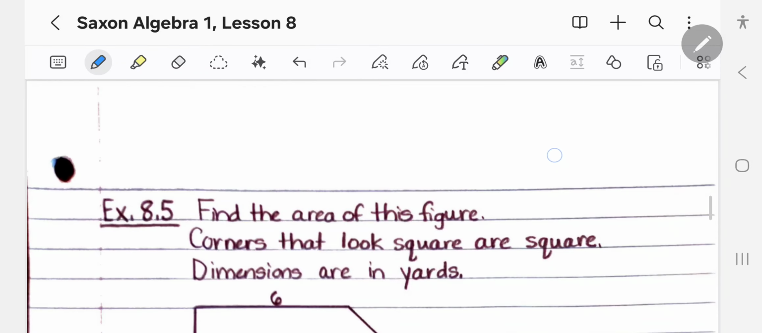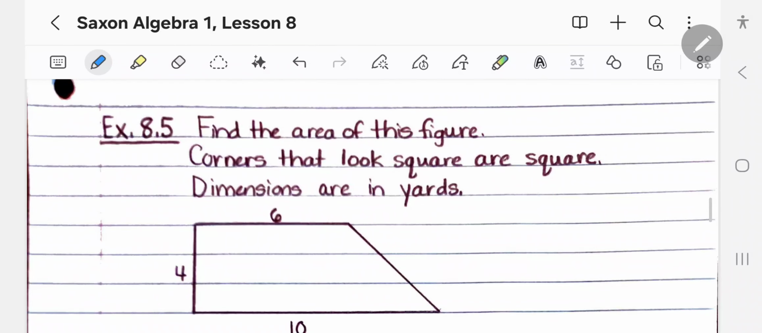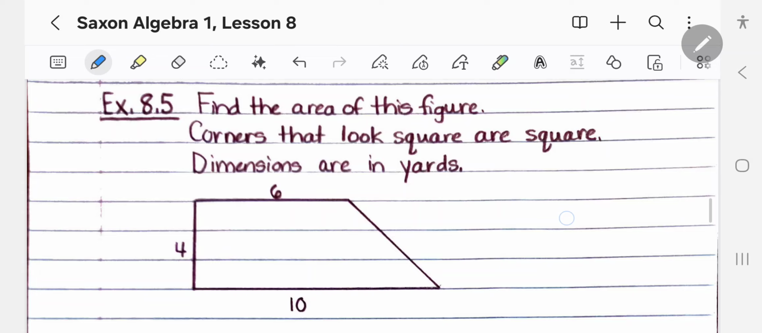Our next example is example 8.5. Find the area of this figure. Corners that look square are square. That means they're perpendicular. They're letting us know those are 90 degrees. This does not look square. This does not look square. Okay, and normally I tell you don't go by how it looks, but they're telling us here too. Dimensions are in yards, so that's what our measurement's going to be in.